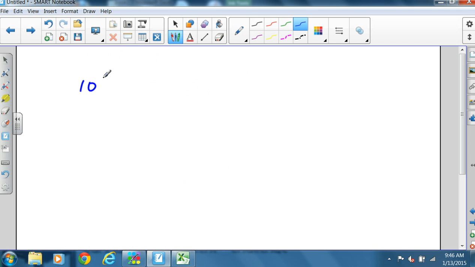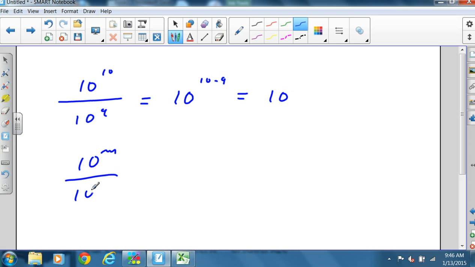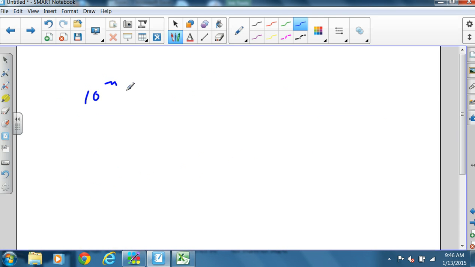If I have 10 to the 10th and I divide by 10 to the 9th, then that's going to be 10 to the 10 minus 9, which is going to be 10. So if I have 10 to the m divided by 10 to the n, I'm going to have 10 to the m minus n. If I have 10 to the m times 10 to the n, then that's going to be 10 to the m plus n.